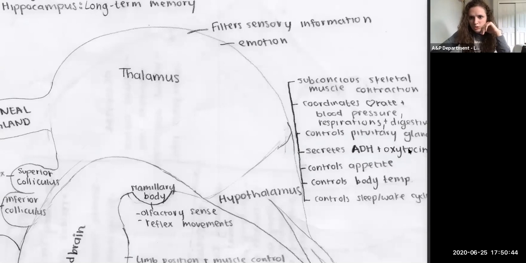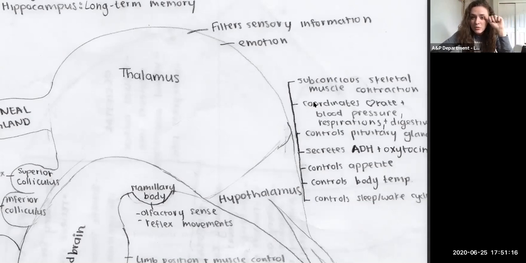It controls your pituitary gland, which essentially does everything. In the hormones unit, you're going to see your pituitary gland does everything in your body, essentially. Okay, so it controls it. It coordinates your heart rate, your blood pressure, your respirations, and digestion. So anything that's happening in your body that you're not consciously aware of, it's probably being controlled by your hypothalamus.